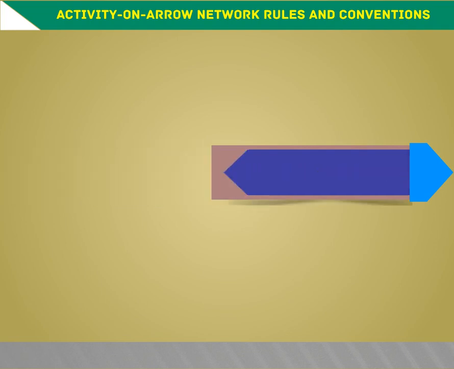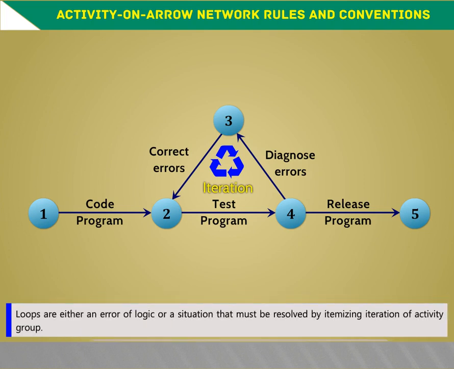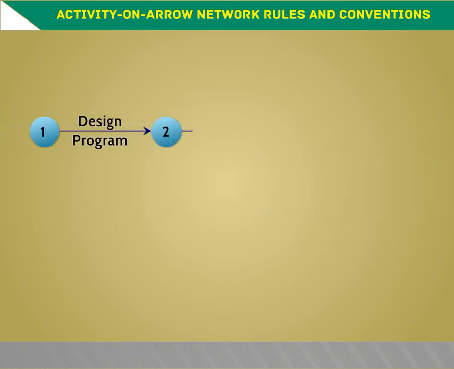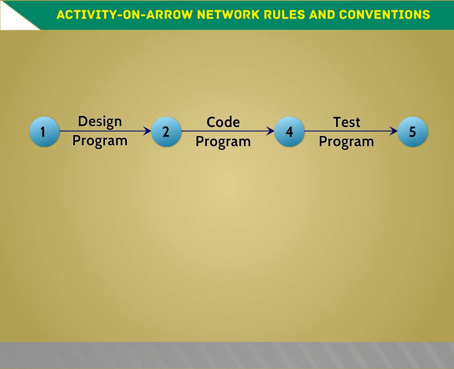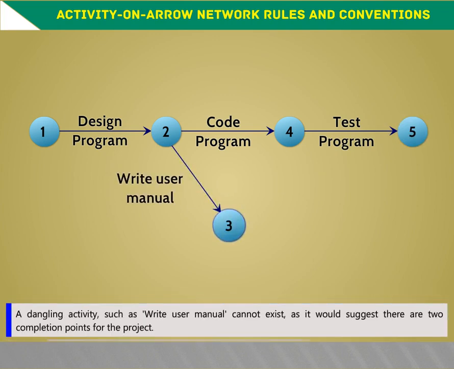A network may not contain loops. Loops are either an error of logic or a situation that must be resolved by itemizing iteration of activity groups. A network may not contain dangles. A dangling activity such as write user manual cannot exist, as it would suggest there are two completion points for the project.